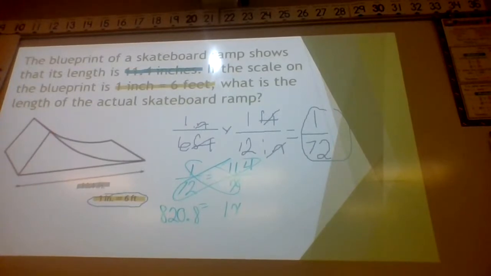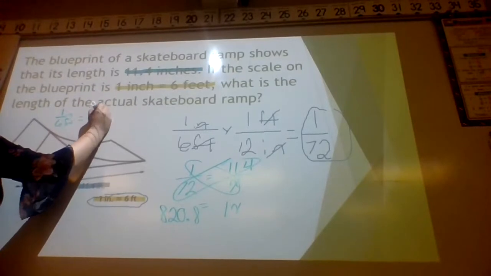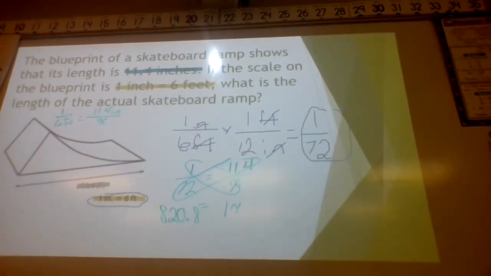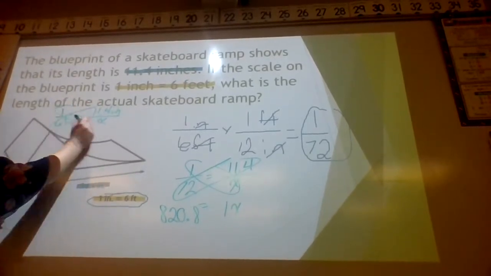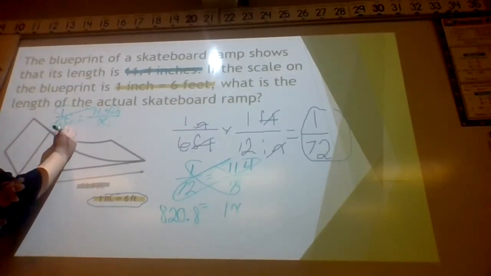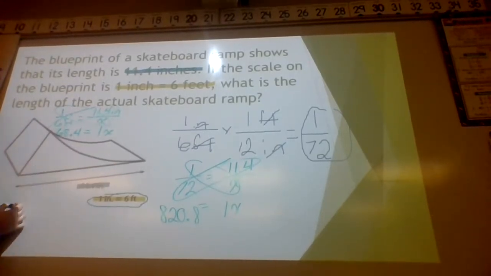Okay, you guys went through and you solved it the way I had already showed you, right? Everyone here said 1 inch over 6 feet equals 11.4 inches over x, and it's asking what's the actual length, so you said, let's cross multiply. What is 6 times 11.4? 6 times 11.4 equals 68.4. Equals 1x, right?